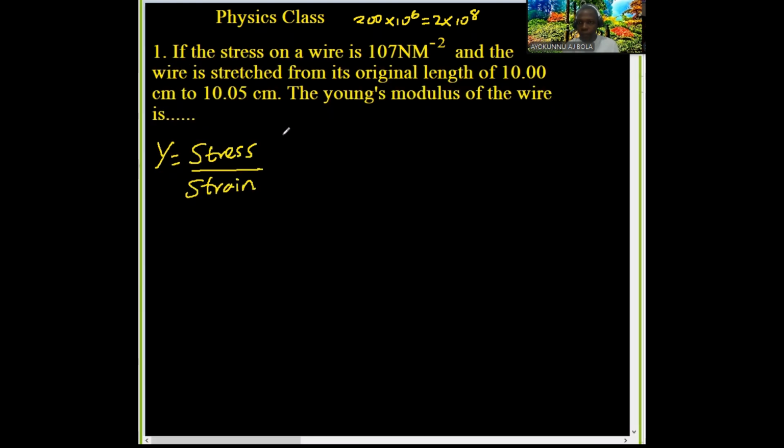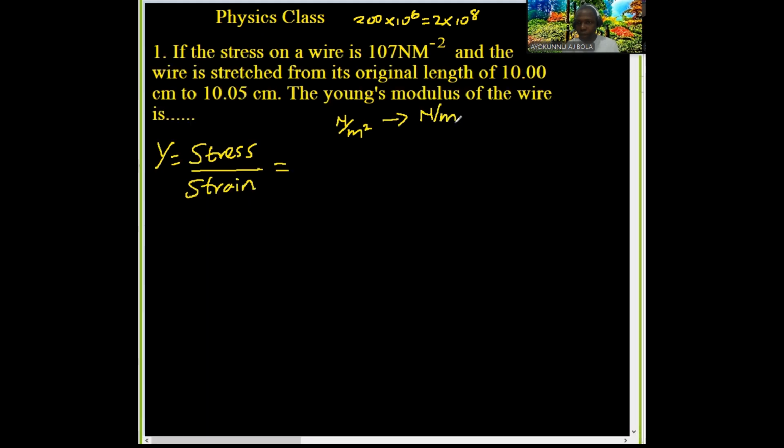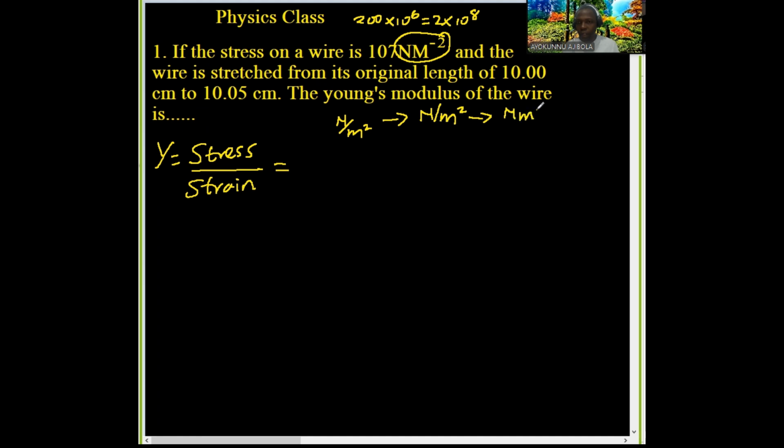Stress is force over area, right? And that is Newton over meter square. That's why you can see Newton per meter square in that unit, which is otherwise written as Newton meter raised to the power minus 2. Just take note of that because that is stating the formula for stress.